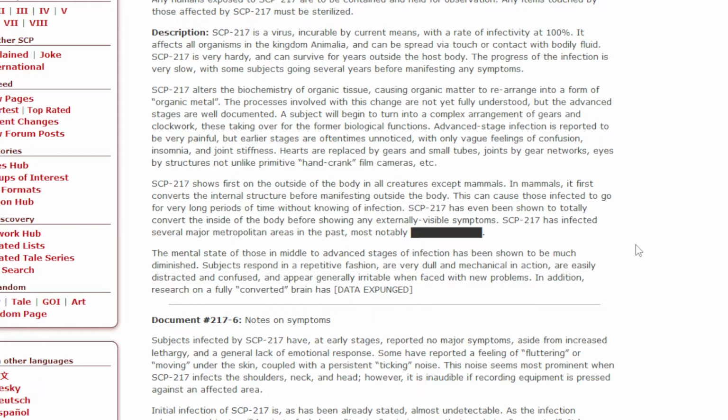Shows first on the outside of the body on all creatures except for mammals. In mammals, it first converts the internal structures before manifesting outside the body. This can cause even those infected to go a very long period of time without knowing of the infection.